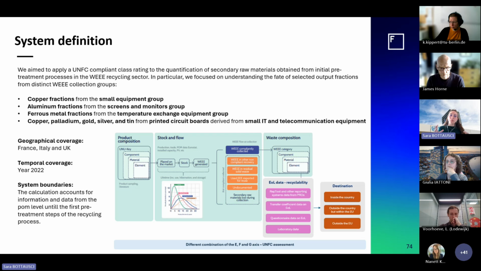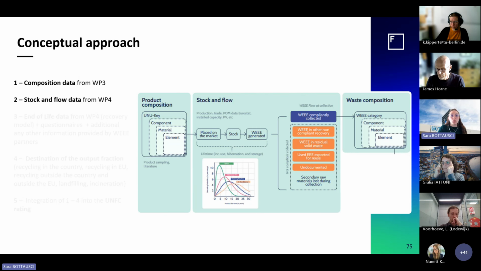And so the system boundaries went from the POM amount until the generation of the output fraction from the treatment of specific e-waste collection groups. And how did we build all of those editing up? And so how did we actually perform our calculation?